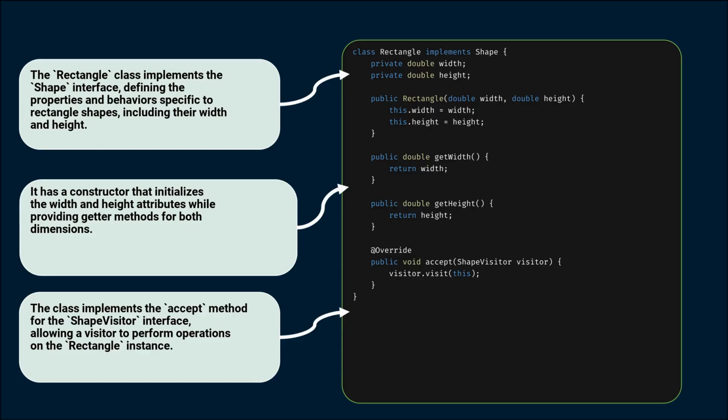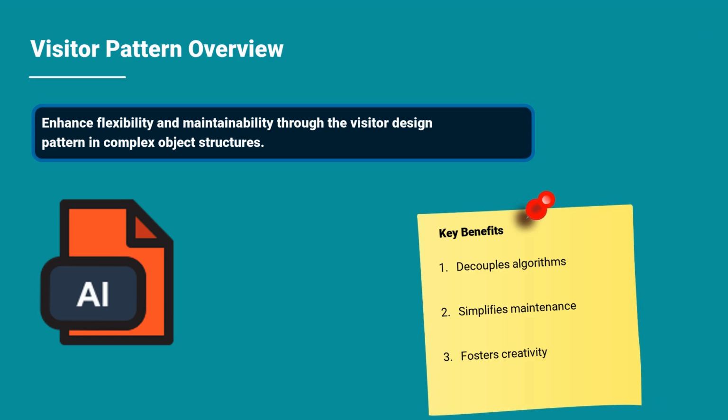By doing this, we ensure that our rectangle can be processed by any visitor, making it easy to extend our capabilities without altering the rectangle's internal structure. In conclusion, the visitor pattern is not just a clever trick. It's a robust design approach to separating algorithms from the objects they operate on. By utilizing the visitor pattern, we enhance the flexibility of our applications, ensuring that adding new behaviors or operations can be done with minimal fuss.